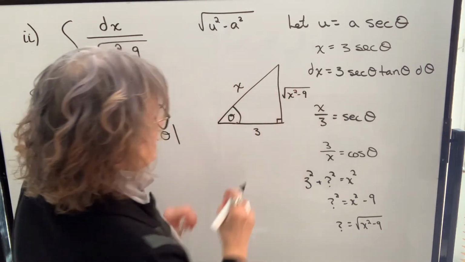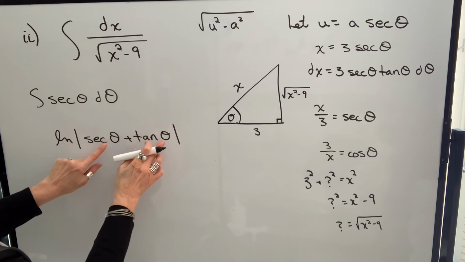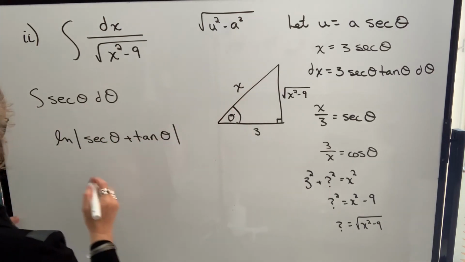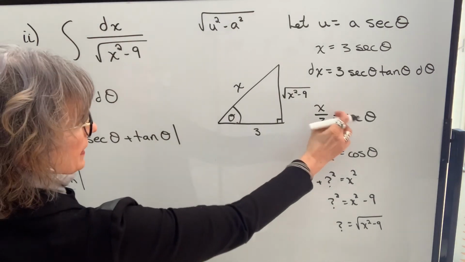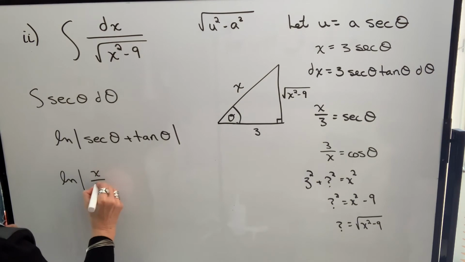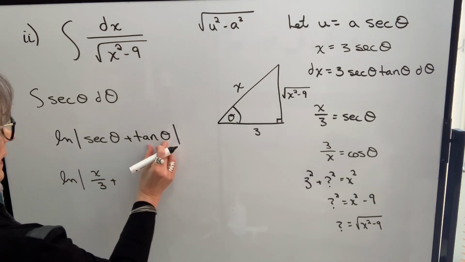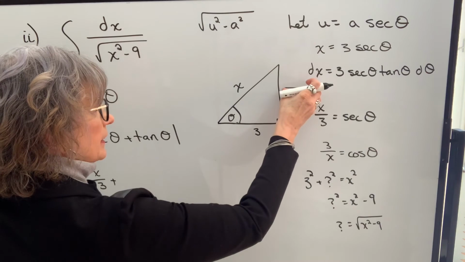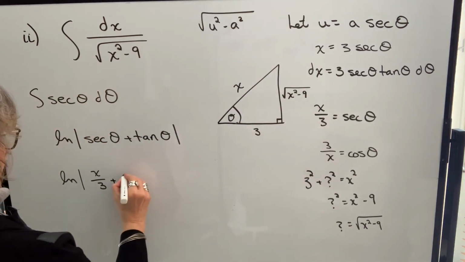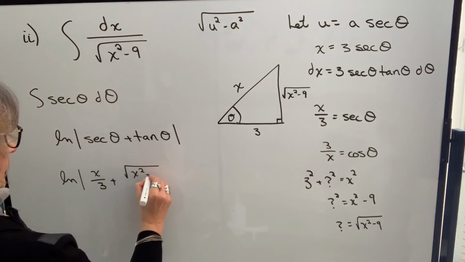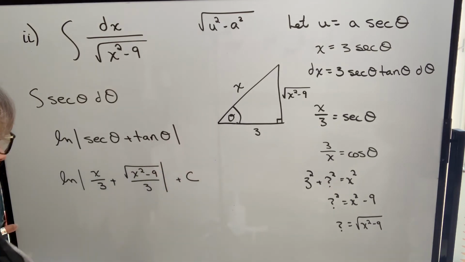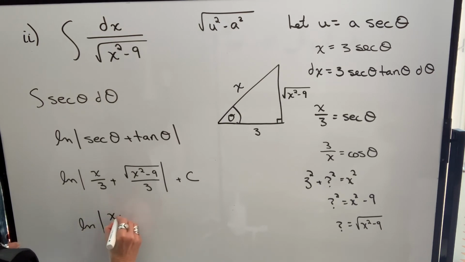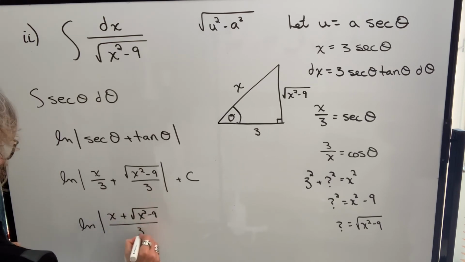Now that I know all 3 sides, I can go back and replace these trig functions and write in terms of x. So this will be the natural log of secant of theta. Well, we already know secant of theta is x over 3 plus tan of theta. Tan of theta will be opposite over adjacent. And now we'll write our plus c. We can combine these fractions, so it'll be x plus square root of x squared minus 9 over 3.